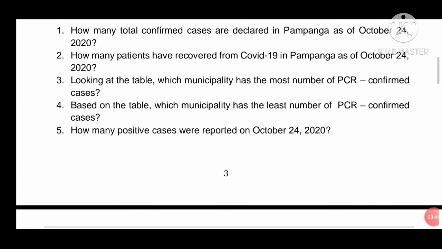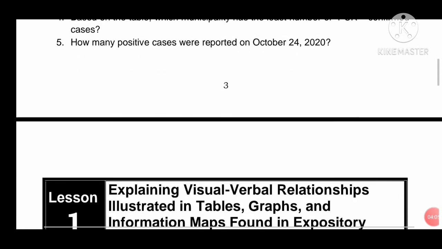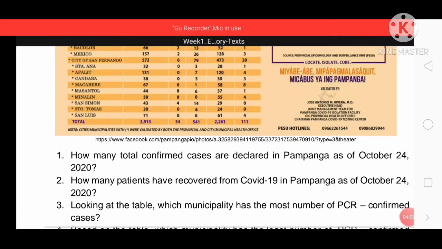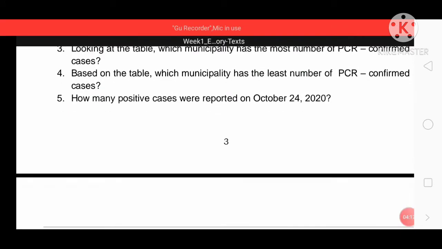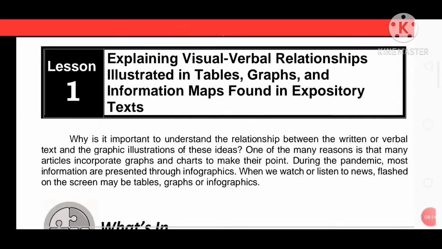The third question, looking at the table, which municipality has the most number of PCR confirmed cases? Number 4, based on the table, which municipality has the least number of PCR confirmed cases? And number 5, how many positive cases were reported on October 24, 2020? You just need to look at the table so that you can answer questions number 3, 4, and 5. Alright, let's move on to page 4.